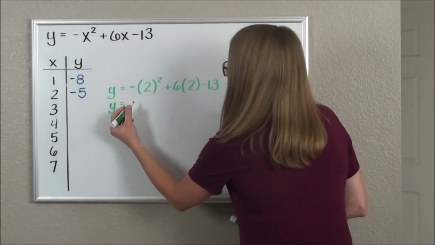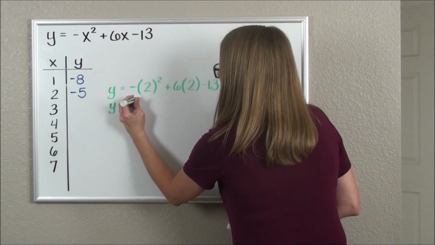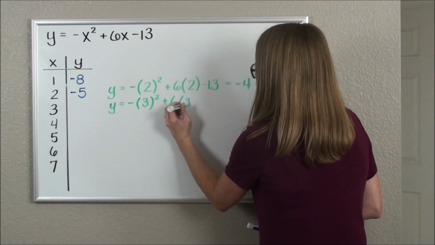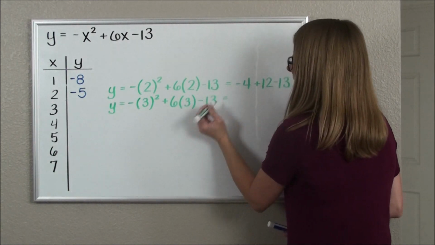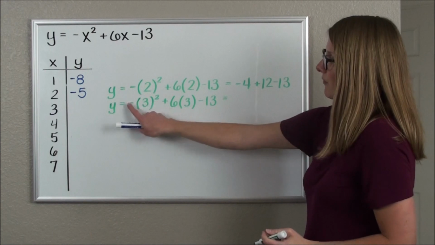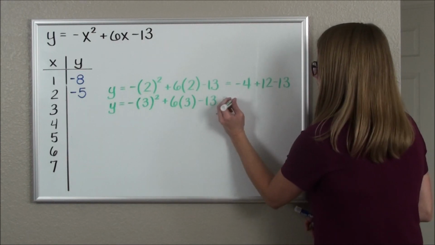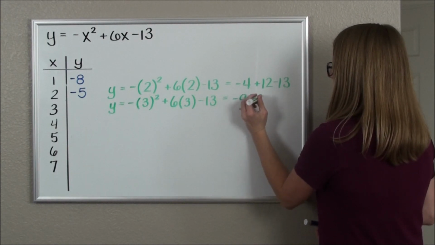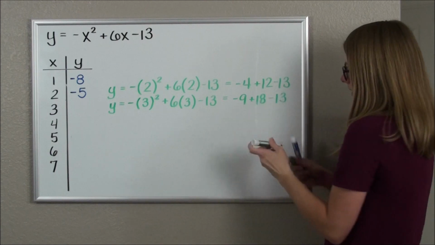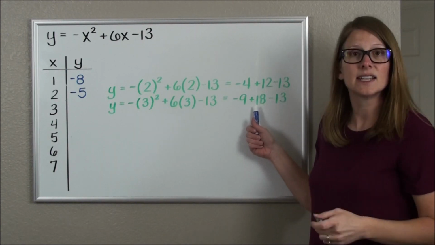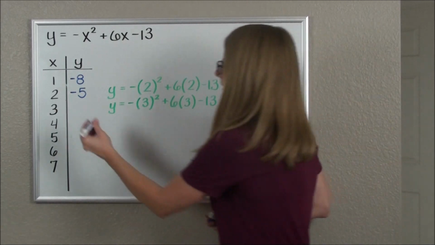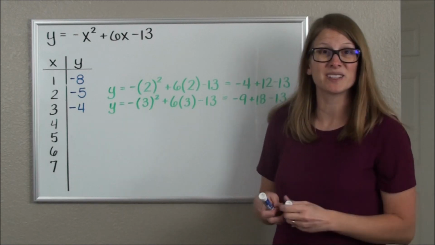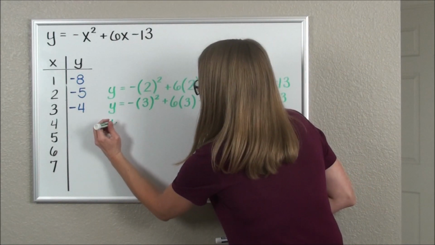So this time let's plug in a 3. Again, negative x squared, so here negative 3 squared plus 6x minus 13. Again, exponent before you multiply. 3 squared is 9, so this shows a negative in front of that 9. And now 6 times 3 is 18, and then minus 13. So now negative 9 plus 18 is 9. 9 minus 13 is negative 4. I don't see a mirror yet. I'm hoping it's coming soon. Let's see what we have in the next row.